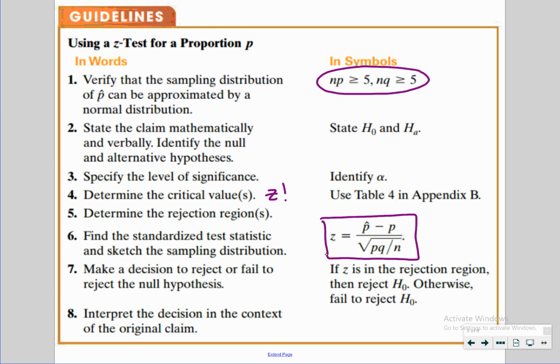So the numerator is still the same as what we were doing with our means. It's a sample minus the population, and the denominator is still a margin of error, but when we did proportions, we did the margin of error a little bit differently, so that's why that looks like it does. And then if we're in the rejection region, we reject. If we're not, we don't, and then we summarize from there as usual.